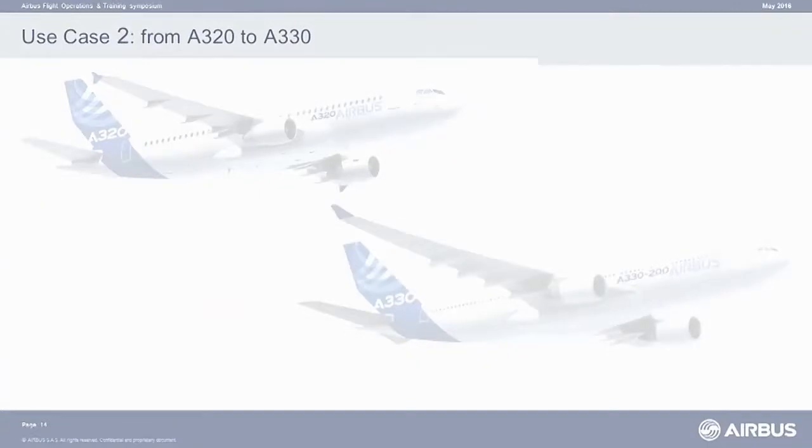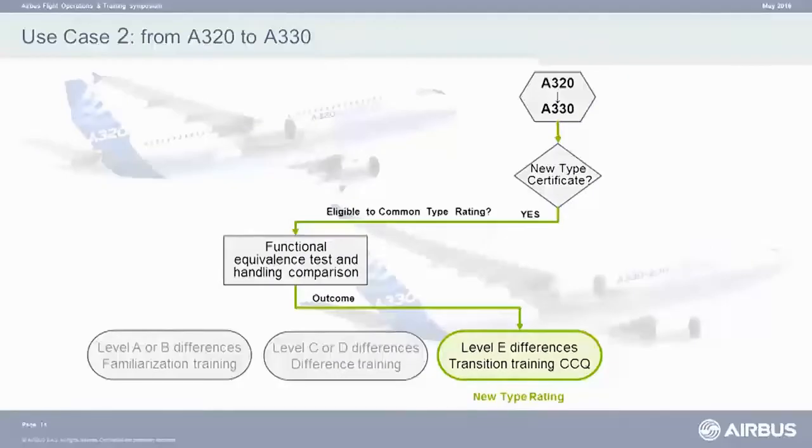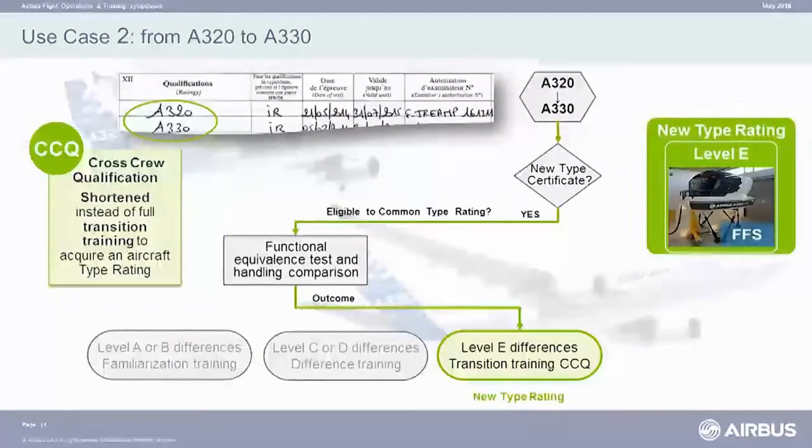Case number 2, from the A320 to the A330. Once again, we run the full process, and there we demonstrate that we need a level E to cover all the differences, meaning that we have to go for a transition training, thanks to the commonality, and we have to apply for a new type rating. New type rating means on the license 2 entries, one for the base aircraft, the A320, and one more for the new one, the A330. New type rating, level E, means that at a time we have to use a full flight simulator for the training.